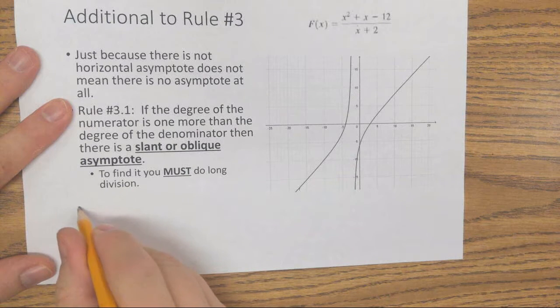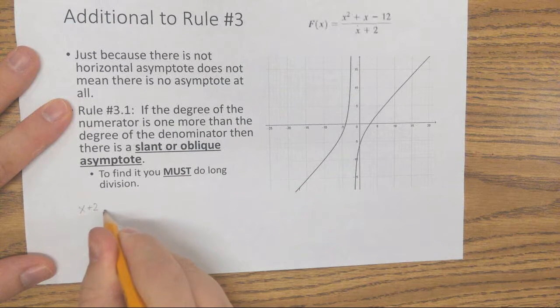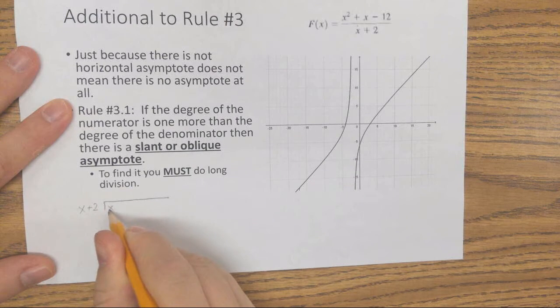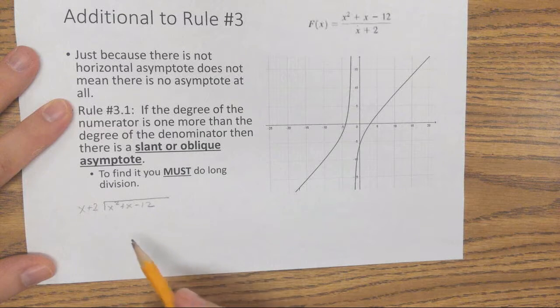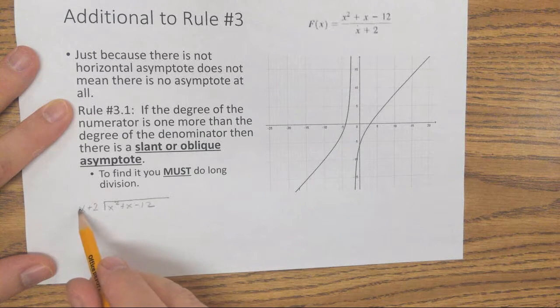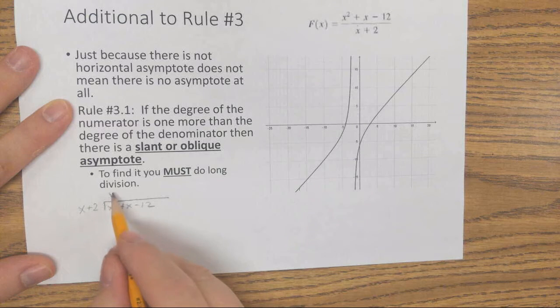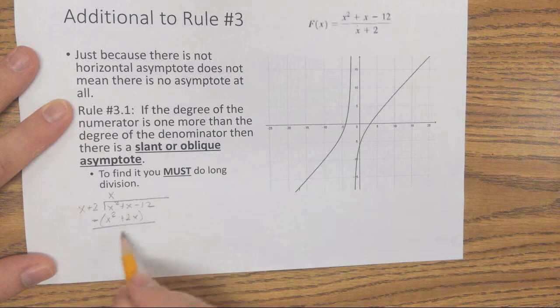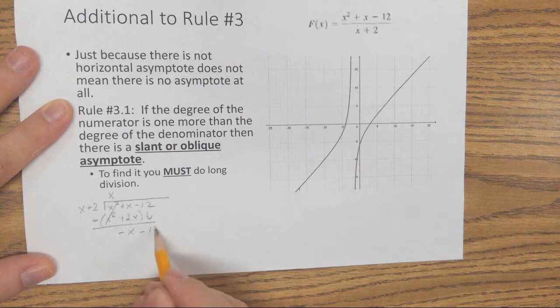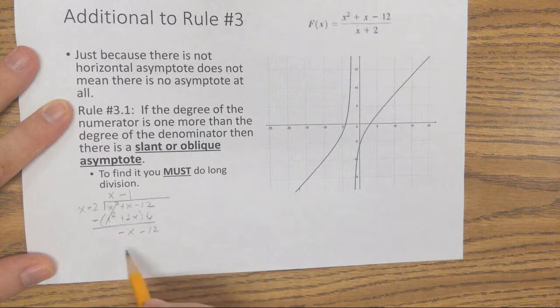So I've got x plus 2 divided into x squared plus x minus 12. Remember, I say, what do I multiply by x to get x squared? Well, that's just x, so I get x squared plus 2x. I'm subtracting that. Goes away. Got negative x left. Bring the negative 12 down. What times x gives me negative x? Well, that's going to be negative 1. It's negative x minus 2.